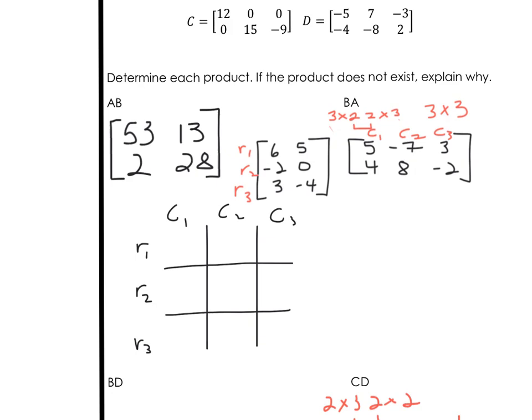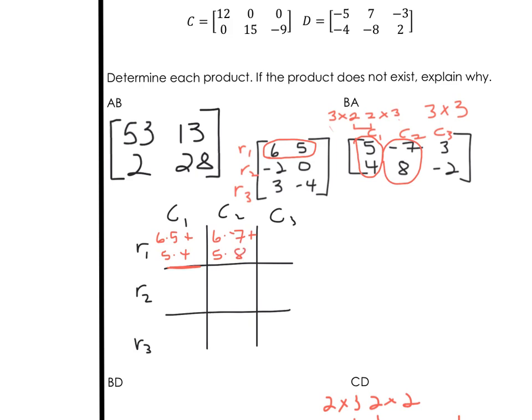All right, let's take that first element location, row 1, column 1. What that means is I'm going to take the elements in row 1 in that first matrix and the elements in column 1 in that second matrix. So I'm going to multiply the first 6 times that first 5, and then we're going to add the 5 times the 4. In row 1, column 2, we'll take the same numbers, the 6 and the 5 in row 1, and then we'll go over to column 2 and repeat that process. The first element 6 times the first element -7, plus the second element 5 times the second element 8.